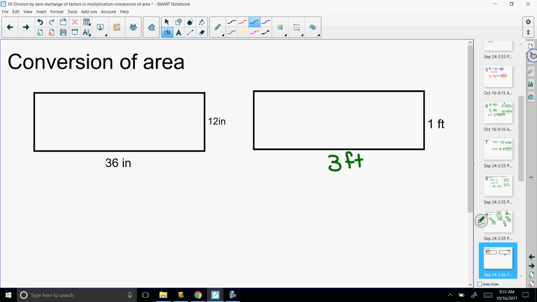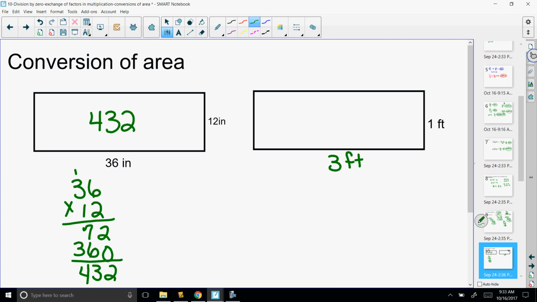So if I ask you to find the area, what is the area of the first rectangle? How do you find it? I'm going to take 36 times 12. Base times height, length times width, whichever way you prefer to state the formula. I did that correctly, right? I'm not going to divide it by 2 because that is a rectangle, not a triangle.